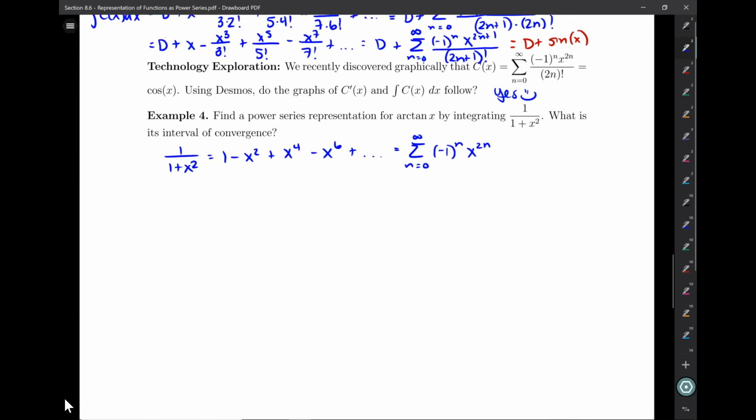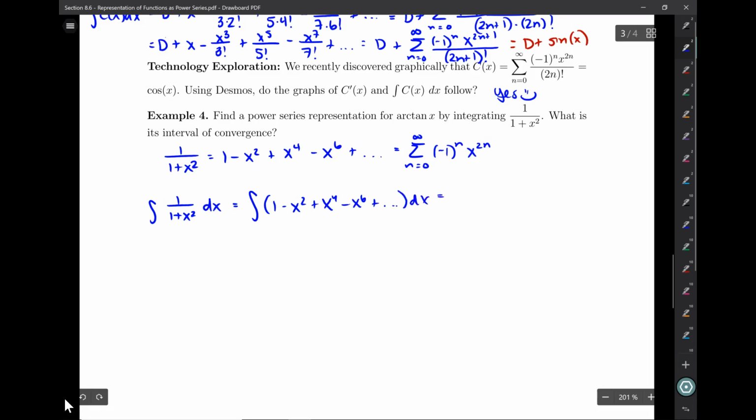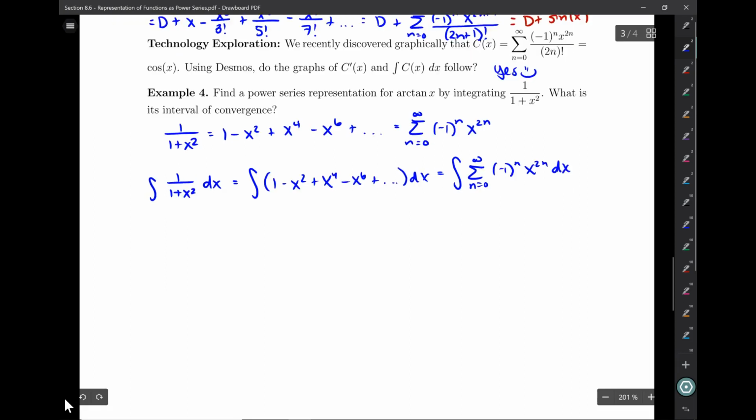Okay, so here's what we're going to do. We're going to find a power series representation for arctangent by integrating this whole thing. So we're going to integrate 1 over 1 plus x squared. Again, anytime we take the derivative or the integral, we're doing that with respect to x, because all of these power series are functions of x. So now we're going to integrate 1 minus x squared plus x to the 4th, x to the 6th, dot dot dot, with respect to x, which means what we're really doing is integrating this power series with respect to x.